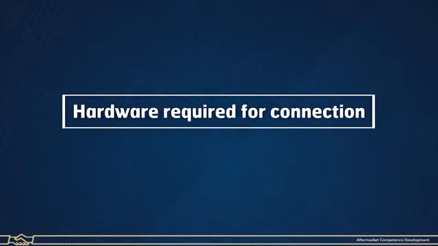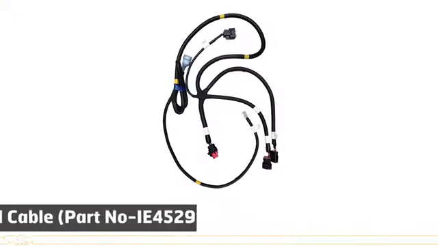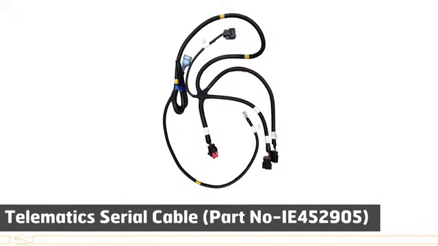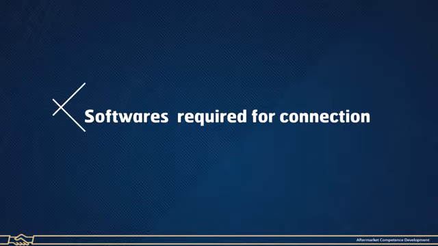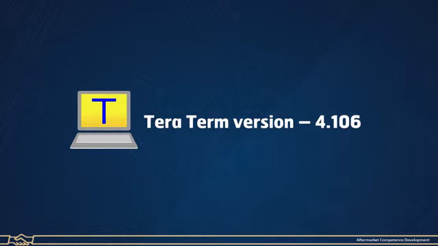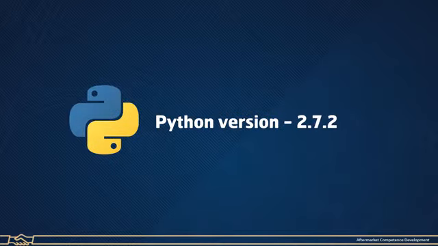Hardware required for connection. Telematics device. Telematics serial cable, part number IE452905. USB RS232 cable. Laptop. Softwares required for connection. TeraTerm version 4.106. Python version 2.7.2.